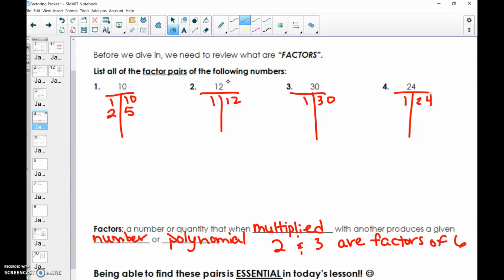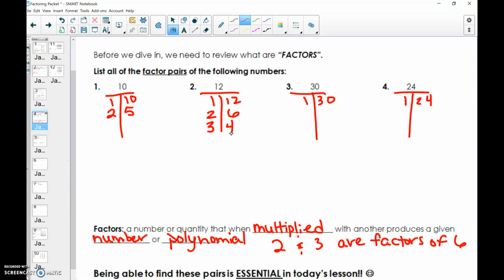Okay, so then we move to 12. So we'll do 2. Well, 2 times 6 makes 12, okay? So move on to 3. Does 3 work? Yeah, 3 times 4 gets me 12. The next number I would pick would be 4, but that's already on the chart, so I'm done. I don't have to go any farther if I already have the number.